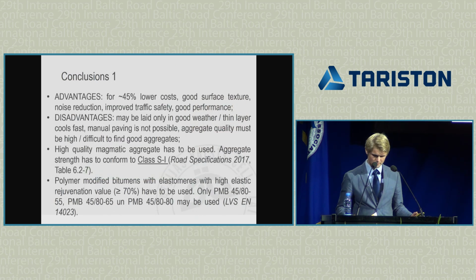And now conclusions. So about thin overlays, its advantages are lower costs, good surface texture, noise reduction, improved traffic safety, good performance. Disadvantages: may be laid only in good weather. Manual paving is not possible. Aggregate quality must be high. And so you need a high quality magmatic aggregate, polymer modified bitumen with high elastic recovery value, more than 70%.